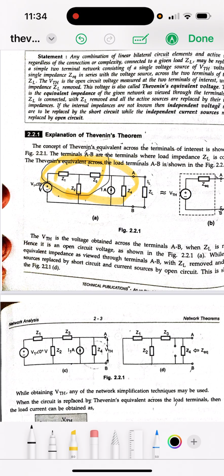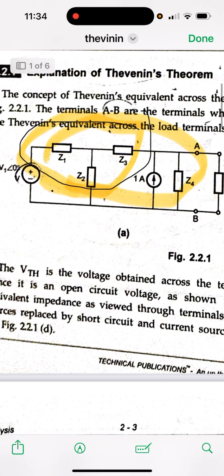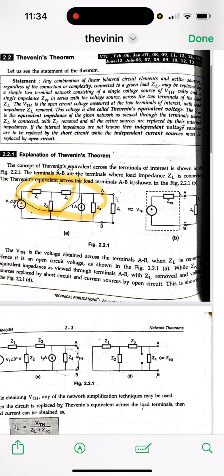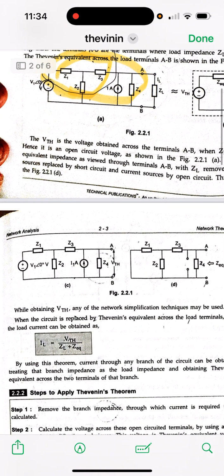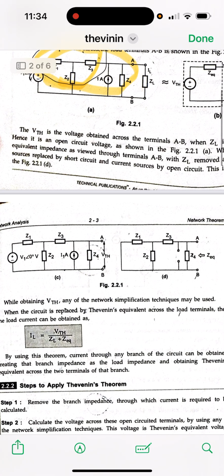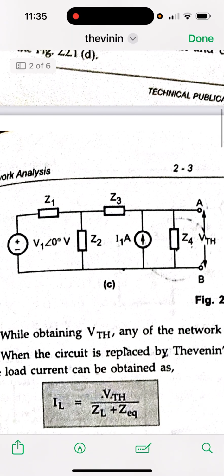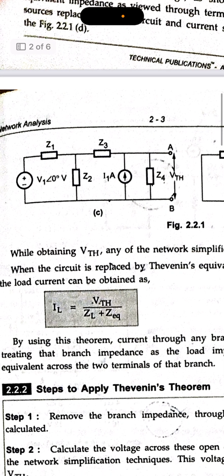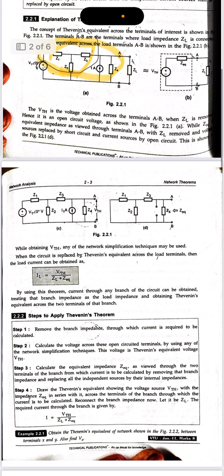Nothing much other than that. Since I zoomed it, I didn't see the Z4, but obviously this is the equivalent diagram. And VTH is called the Thevenin voltage, that we have to find out. And see these other figures here. What is happening here? Z1, Z2, Z3, Z4, and here VTH. It has been opened.